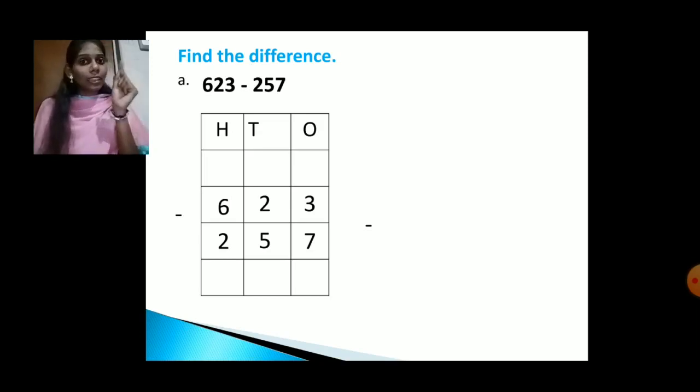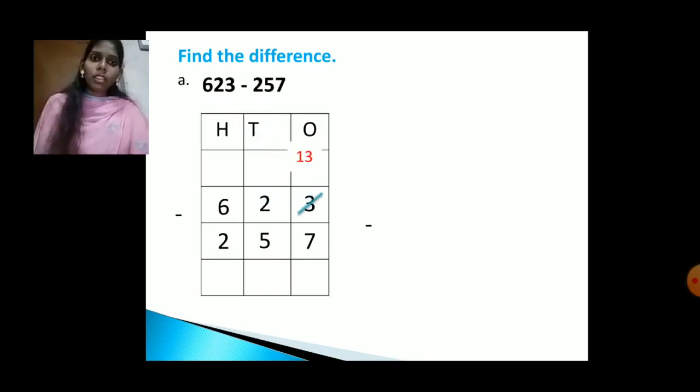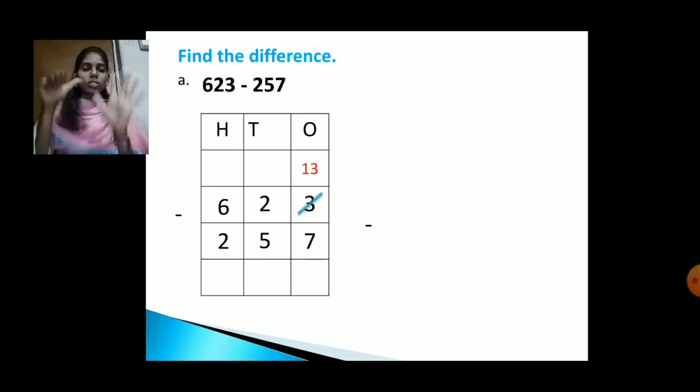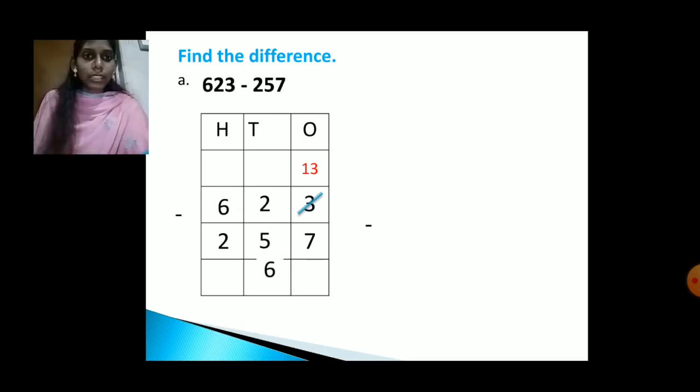So we will cut the 3 and instead of 3 what will we write? 13. Now we will subtract 13 minus 7, right? We don't have 13 fingers. So what will we do? Yes, we will start the counting after the 7 till the 13. 7, 8, 9, 10, 11, 12, 13. Correct? So 13 minus 7 is 6. So we will write 6 under the ones place.